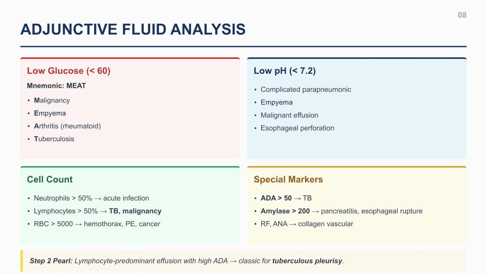Amylase greater than 200 suggests pancreatitis or esophageal rupture. Rheumatoid factor and ANA suggest collagen vascular disease. Step 2 Pleural. Lymphocyte predominant effusion with elevated ADA is classic for tuberculous pleurisy.